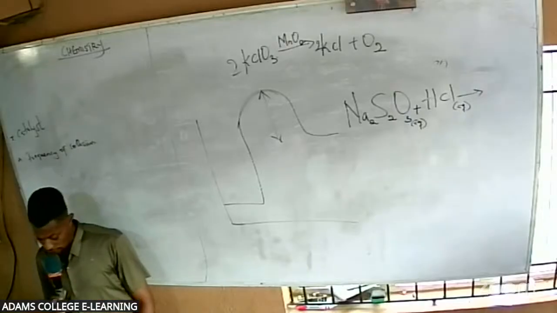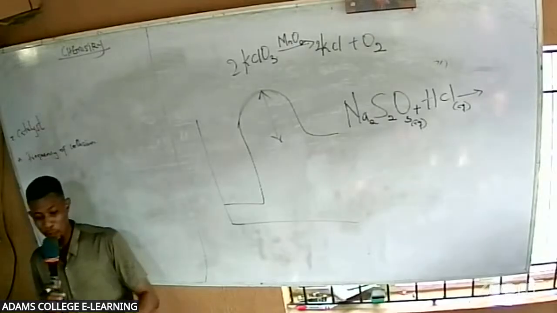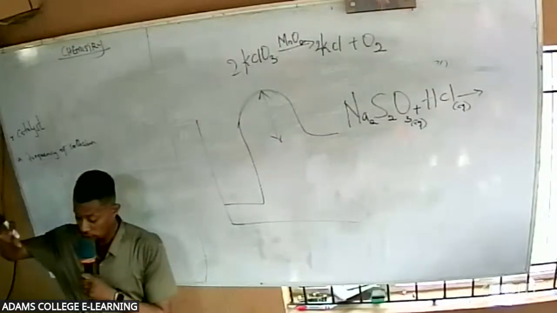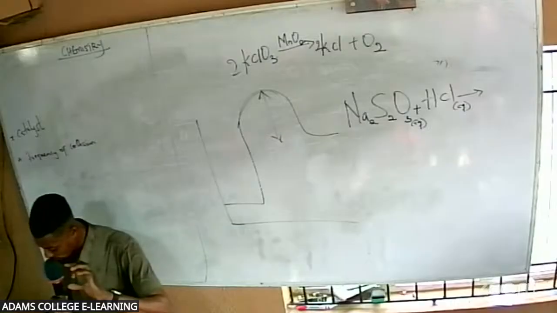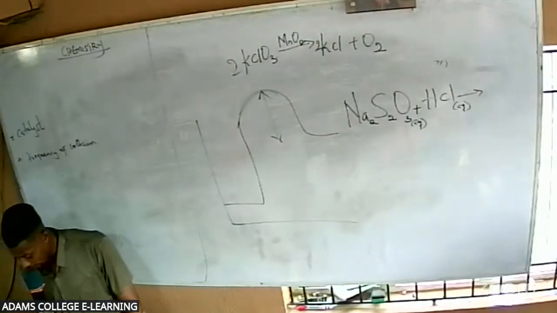So why is increasing the rate of reaction not valid? Because that is not peculiar to the function of the catalyst only. The major function of a catalyst is to reduce the barrier. And the barrier is what? Activation energy.